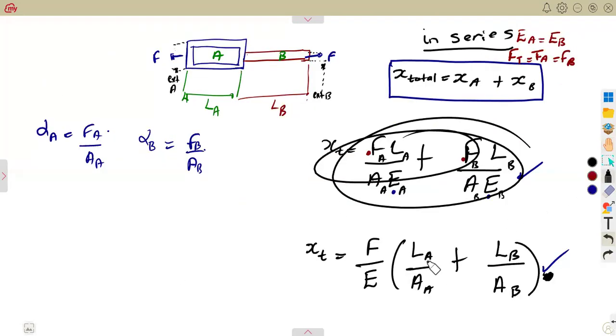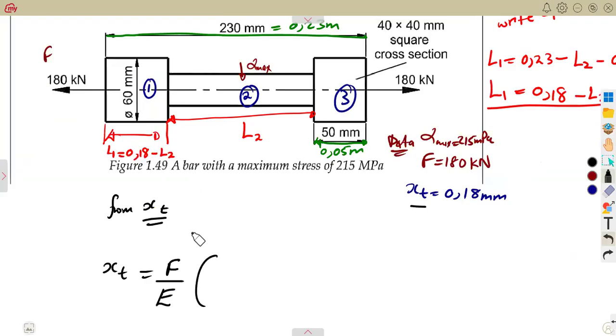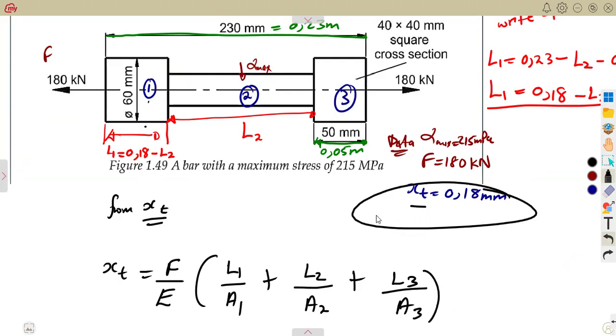It was supposed to be LA over A, LB over the area of what you're given. Here there are three sections. So it's going to be the length over area, the length one over its corresponding area, so it's L1 over its corresponding area plus the middle section, length 2 over its corresponding area. The third section, its length over its corresponding area. This is what the extension is telling us.